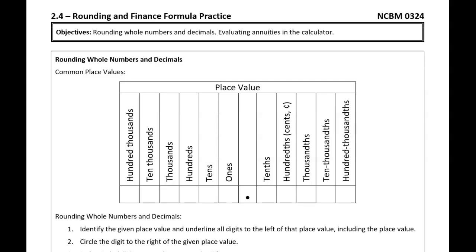NCBM 0324, Section 2.4, Rounding and Finance Formula Practice, Part 1.